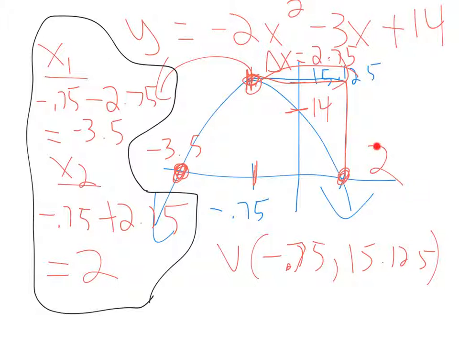There's x1, there's x2. It's opening down, and the vertex is at negative 0.75 and 15.125. And then the y-intercept is 14. I have every key feature there. The big difference with this is that your delta y here is negative, and your a value is negative, and that matters when you go to get delta x.